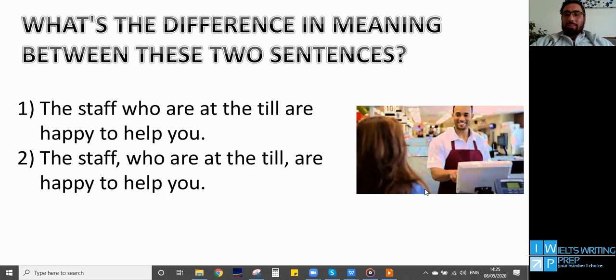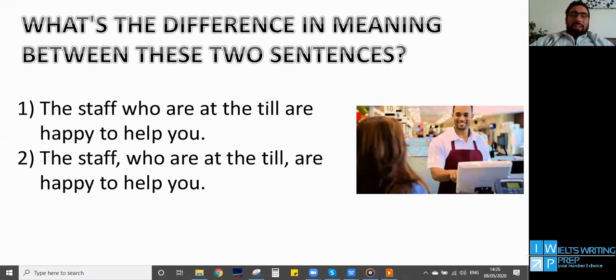Number 2 is extra information. Okay. So here we have, let's look at these 2 sentences here, yeah? The staff who are at the till. So which staff are we talking about here? We're talking about the staff at the till. So this specifically means that we have some staff at the till and we have some staff that are not at the till. Which of the staff are happy to help? The staff who are at the till. And which staff are not happy to help you? The staff who are not at the till. Okay, so this is not very good, is it?